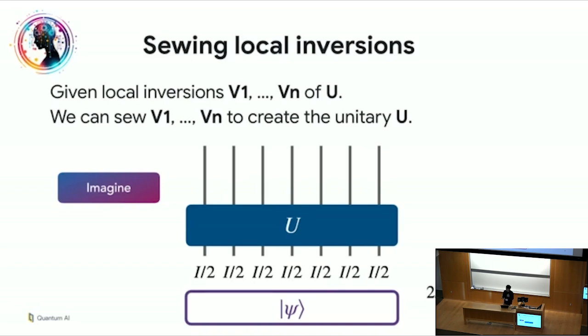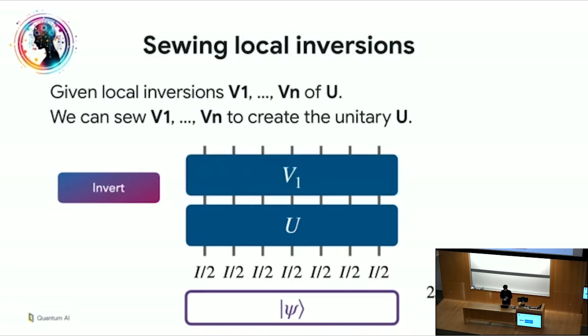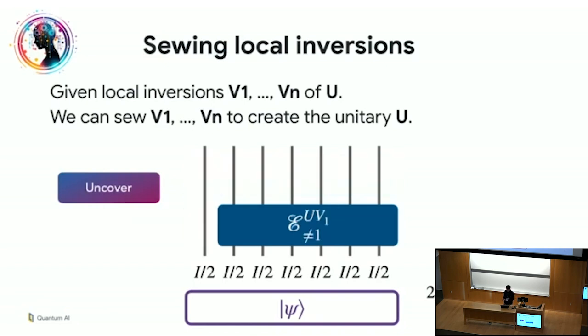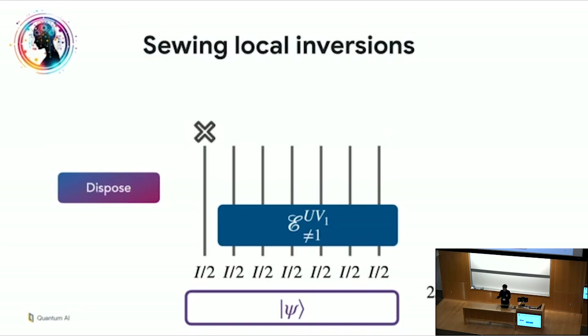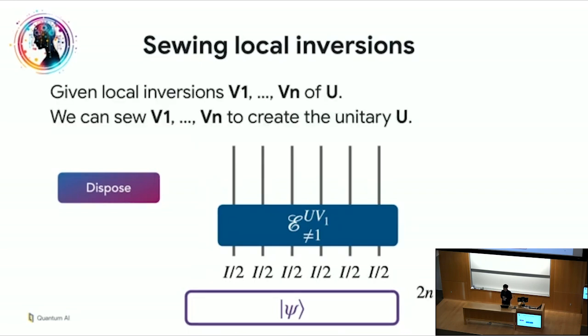But this imagination is going to be quite useful in the following way. After we imagine U being there, we now apply V1 onto that n-qubit maximally mixed state. Recall the definition of local inversion. By composing U and V1, it creates an identity on the first qubit while being arbitrary on the rest of the qubits. So now it uncovers this first qubit, which we can just dispose of, say, by tracing it out and throwing it away. After we do that, there will be one fewer qubit in the system. We can think of it as just forgetting it in the practical setting.